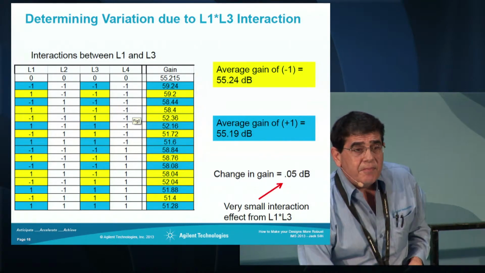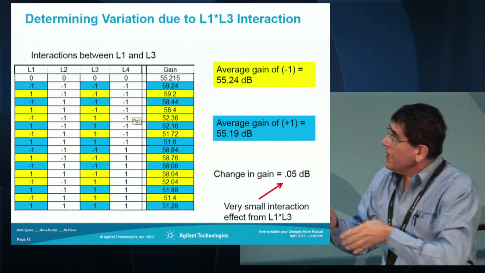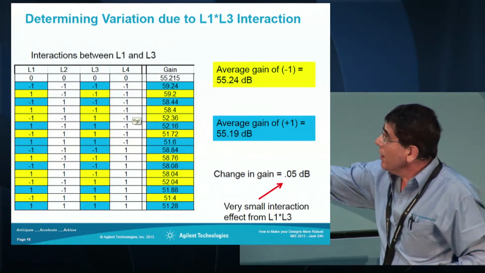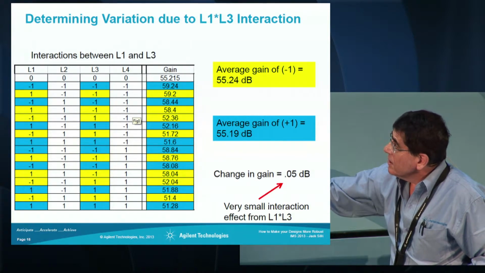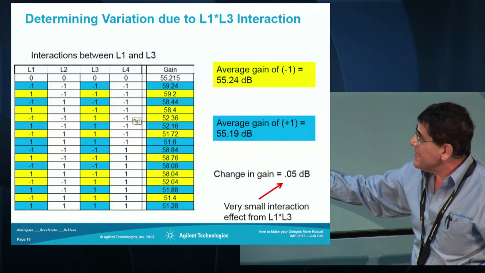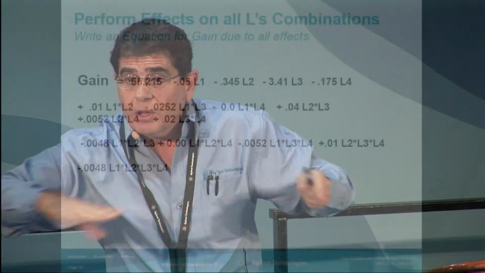And then we can do the same thing, not only the inductance separately, you can do the interactions. Like here I have the interaction between two inductors, L1 and L3. I do the same thing. I take the plus ones and calculate the average gain and the minus one, and calculate the average gain, and I see the coupling between the inductances, the effect of the coupling is very minimum, 0.05 dB. The bottom line with DOE is you can do all kinds of interactions and effects, and you can build an equation when you do all this analysis.